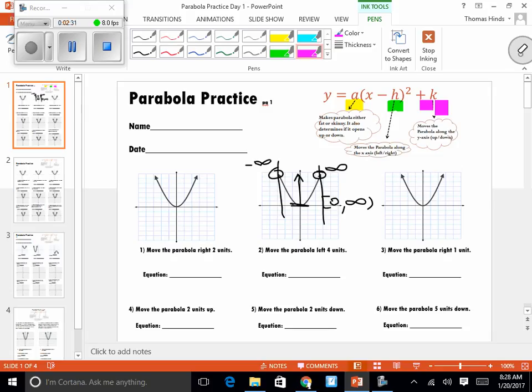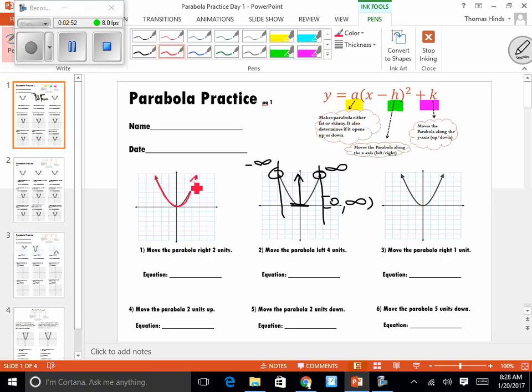So basically, my goal in this section is to tell them what each letter stands for, the A, the H, the K. Tell them how those letters affect the parabola. Because today, all we're going to be doing is writing out equations that demonstrate how a parabola is being moved around.